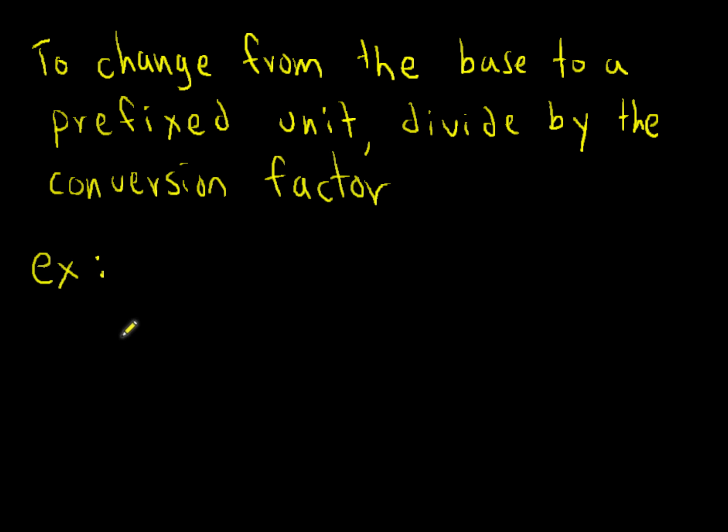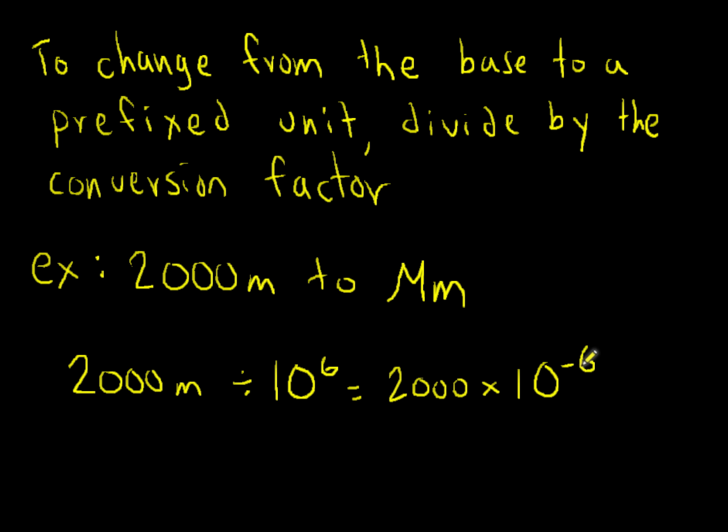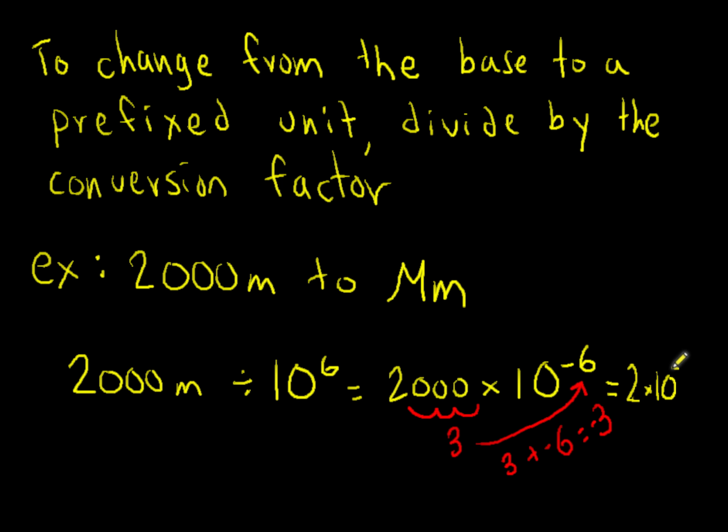For example, 2,000 meters to megameters. Mega is 10 to the 6 meters. 2,000 meters divided by 10 to the 6 is 2,000 times 10 to the minus 6. This looks again a little bit like scientific notation, but to make it proper, we move the decimal over so there's only one number in front. We moved it 3 times, and 3 plus minus 6 is minus 3. So we can write this out as 2 times 10 to the minus 3 megameters.